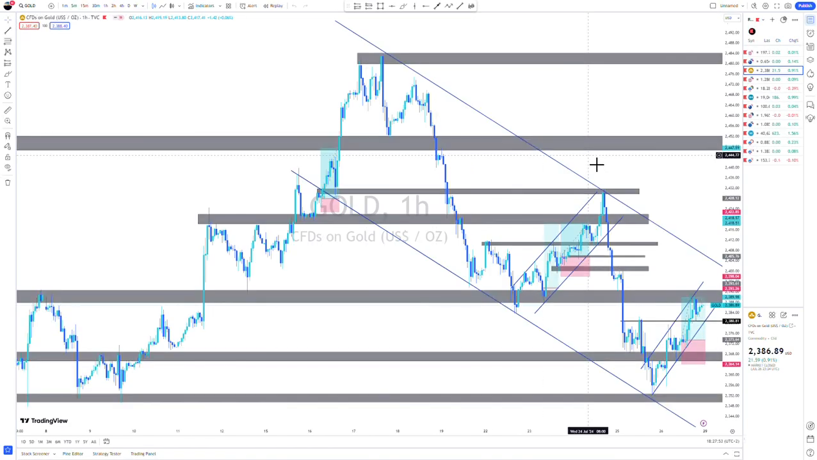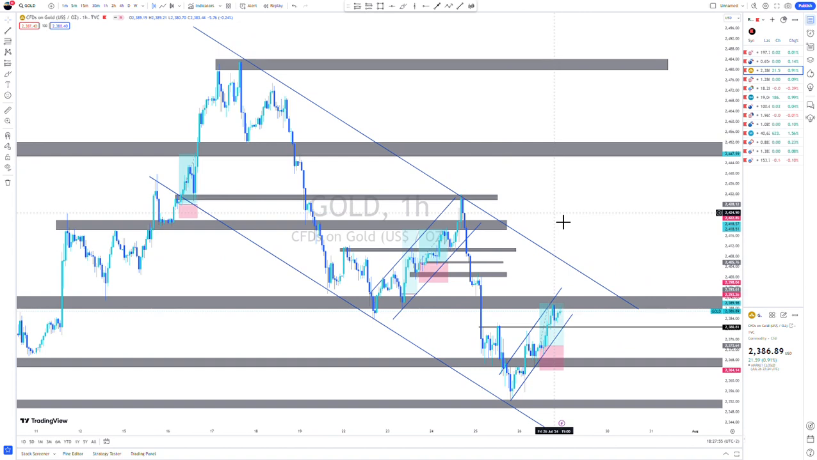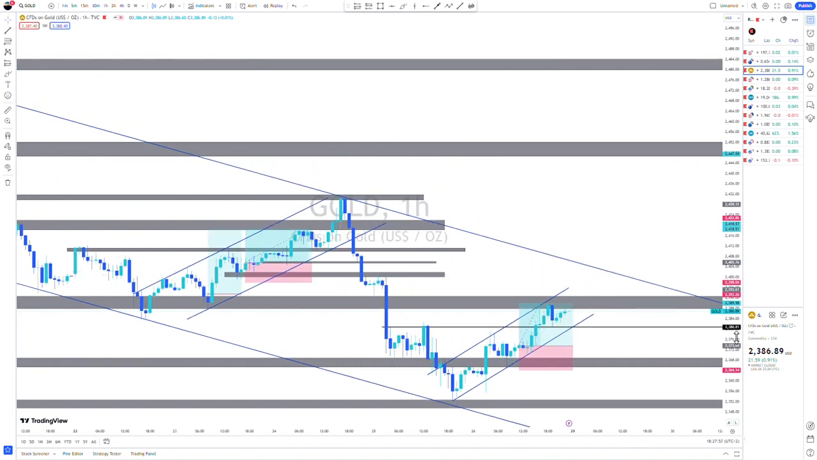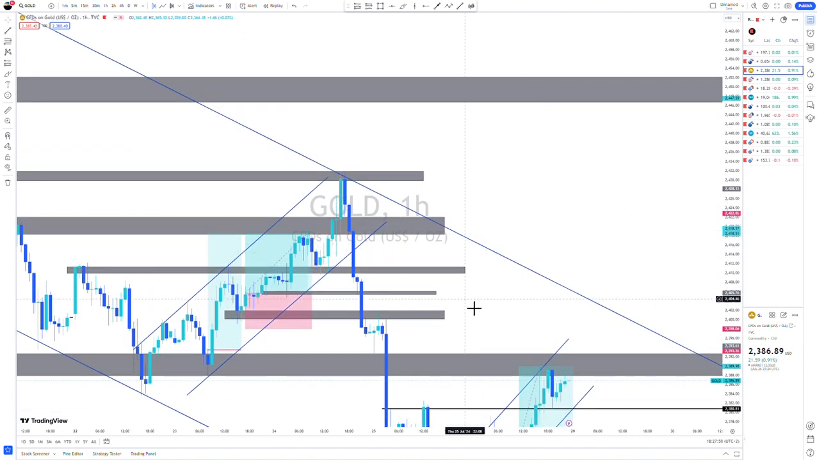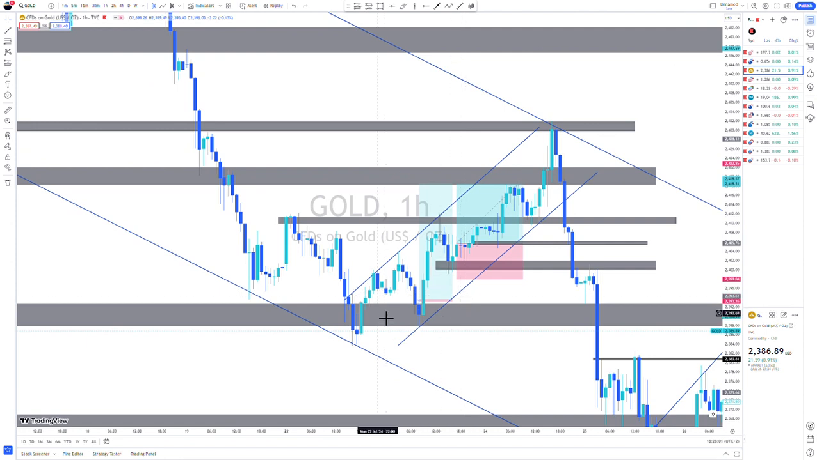Alright, so this was for gold. This was the setup. The market was still actually at this level. As you guys can see, we had this fake out here, which was a liquidity grab. The market went up, came back again, tested this level, failed to break below, then rejected and went up. So that's when I took my first entry.